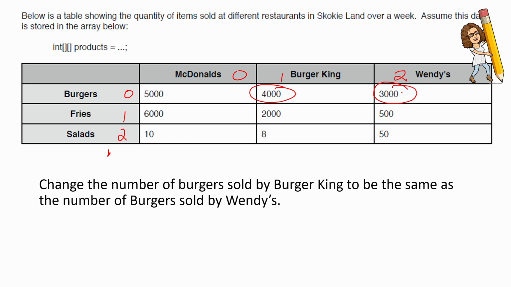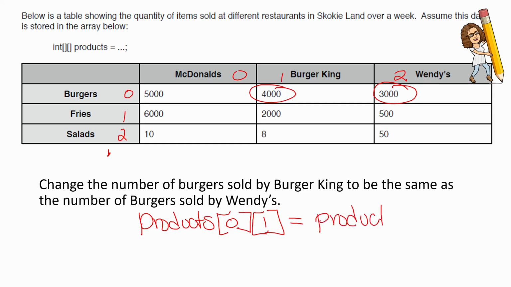Okay, I'm going to assume you paused. I'm assuming you tried it. So I'm going to access spot 0, 1, and I want to change it to be the spot products 0, 2 is what they told me. Not terrible, right?